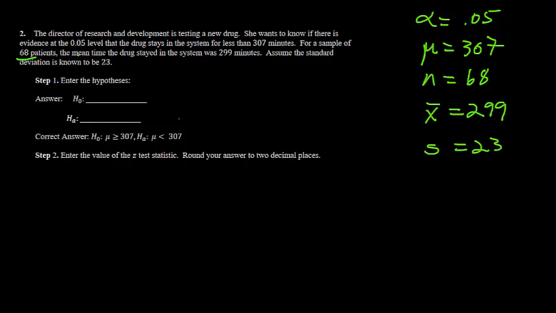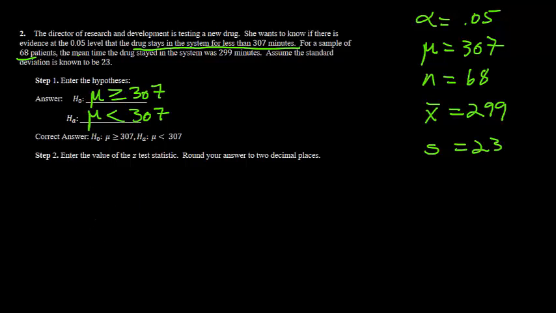Okay, so what are our hypotheses? The hypothesis is whether or not the drug stays in the system for less than 307 minutes. That's what we're trying to prove, and we're running our test to prove whether or not that's true. I want to know if the mean is less than 307 minutes. Not less than or equal to, but less than 307. So my null hypothesis is the exact opposite. Mu is greater than or equal to 307, and that's the one we're hoping to reject.